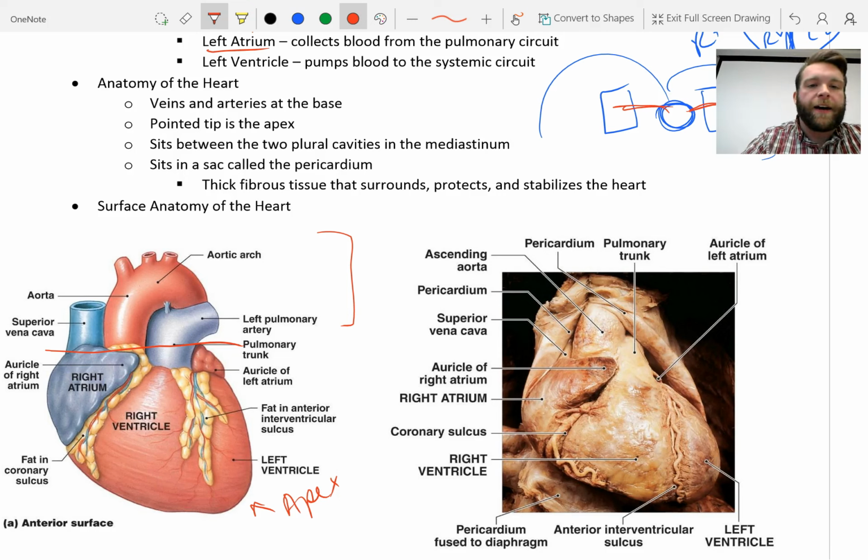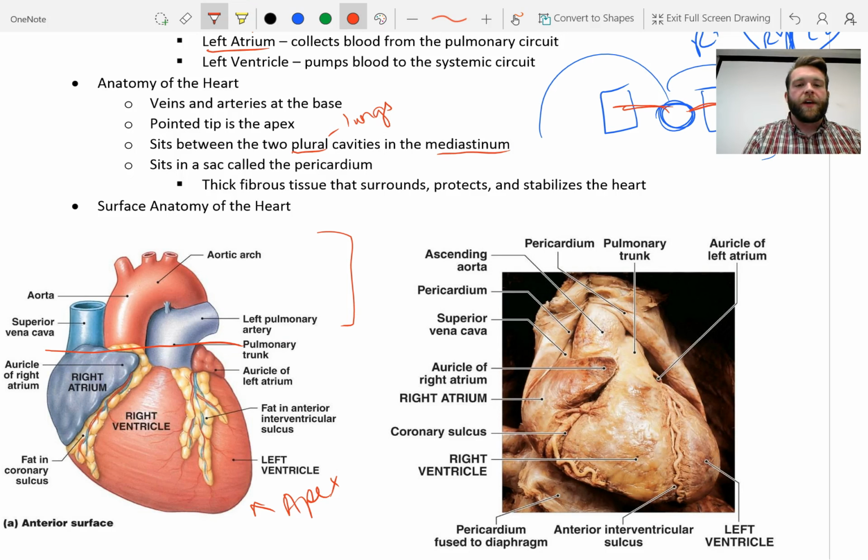Your heart is actually sitting between two cavities, the pleural cavities. Pleural just refers to lungs. Your lungs are in sacs called the pleura, and between them is a cavity called the mediastinum, and this is where your heart is sitting. It's like medial, and then stinum refers to the sternum, so it's in the middle, below the sternum.